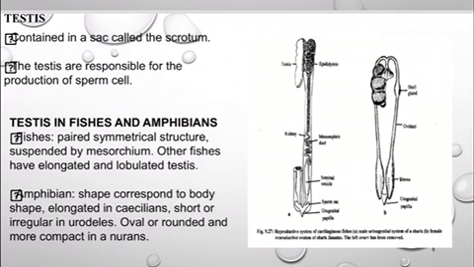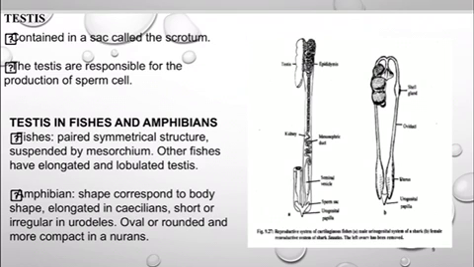Now let's talk about the testis. We cannot afford to be partial at all, can we? So I must talk about the testis. The testis is contained in a sac called the scrotum. The testes are very important because the testes are responsible for the production of sperm cells.